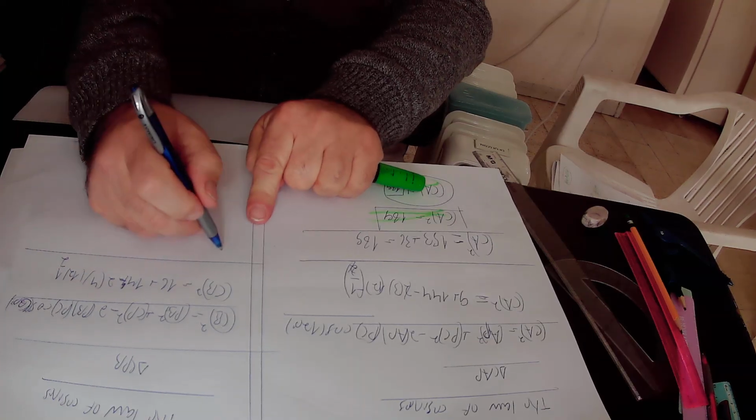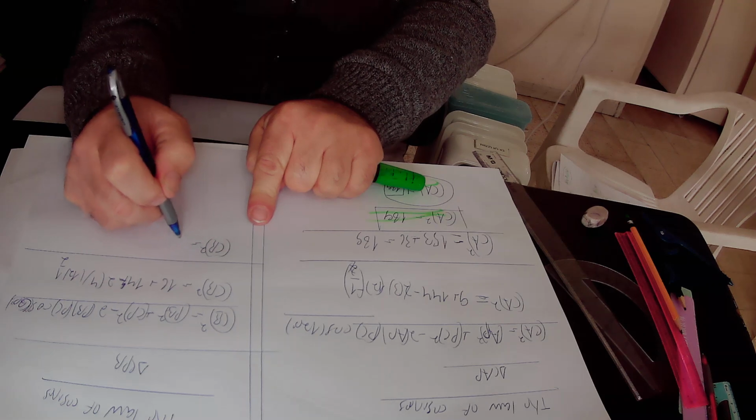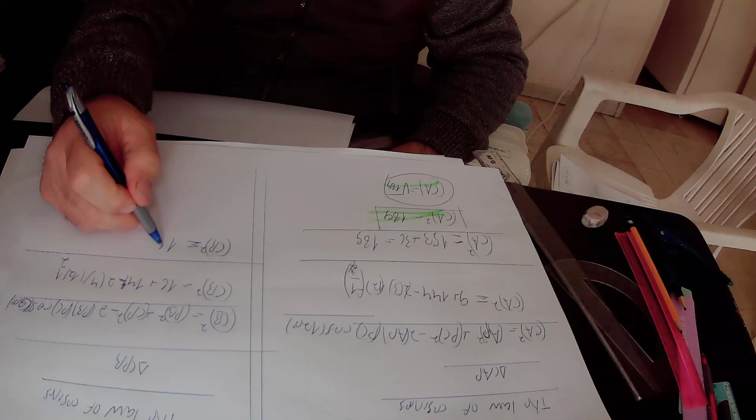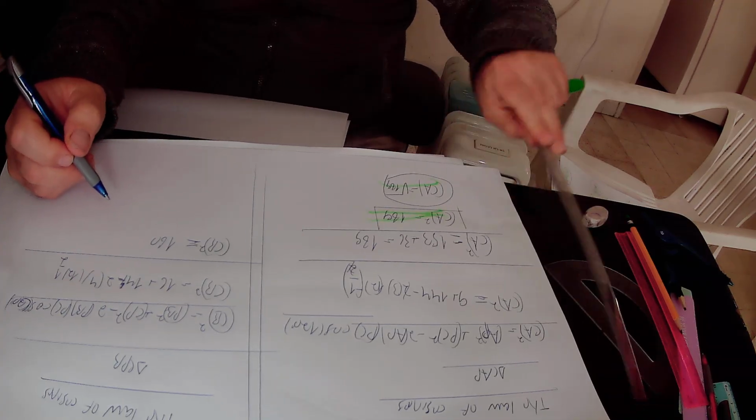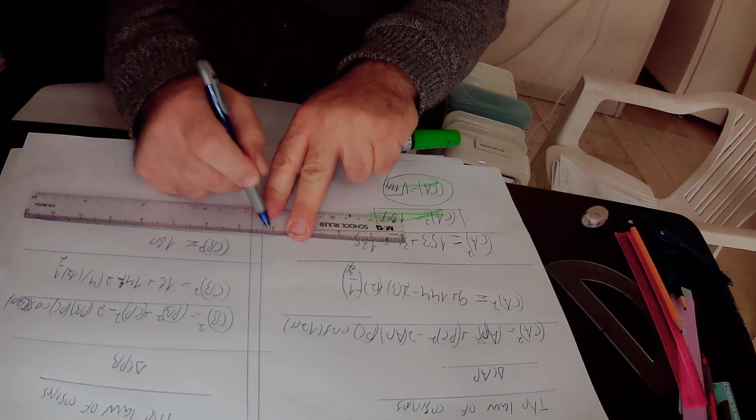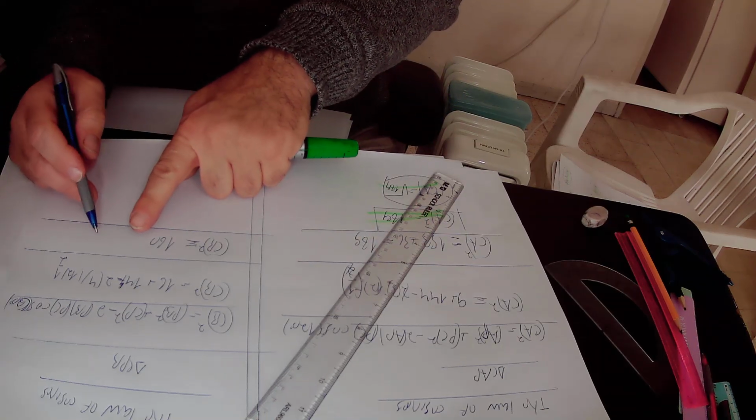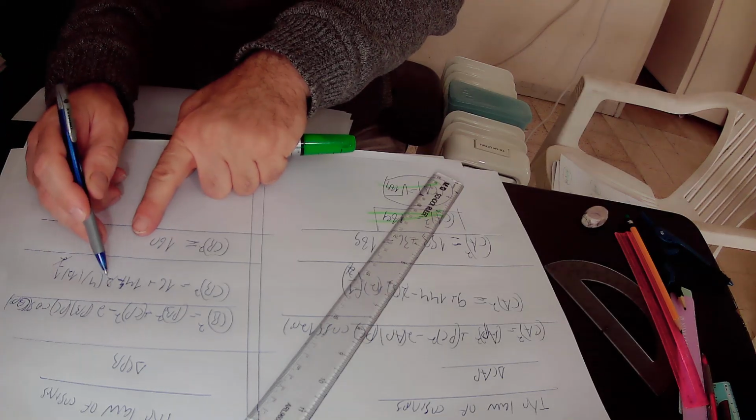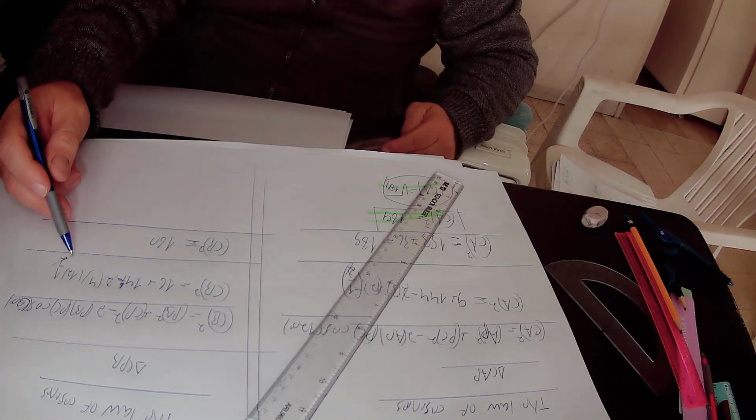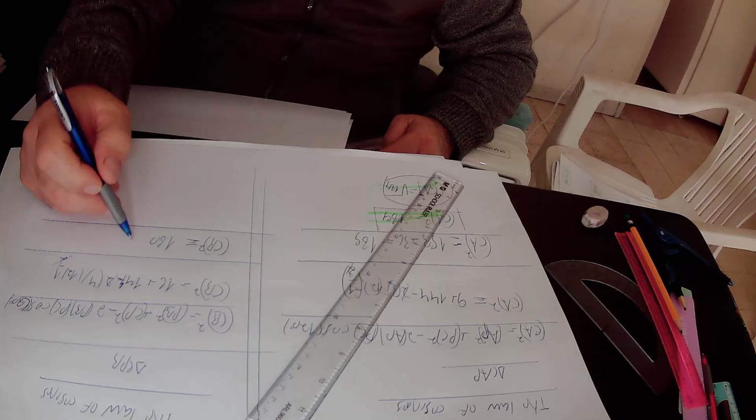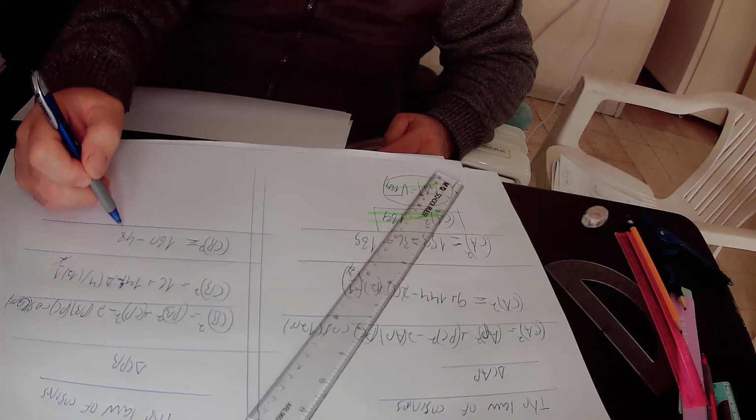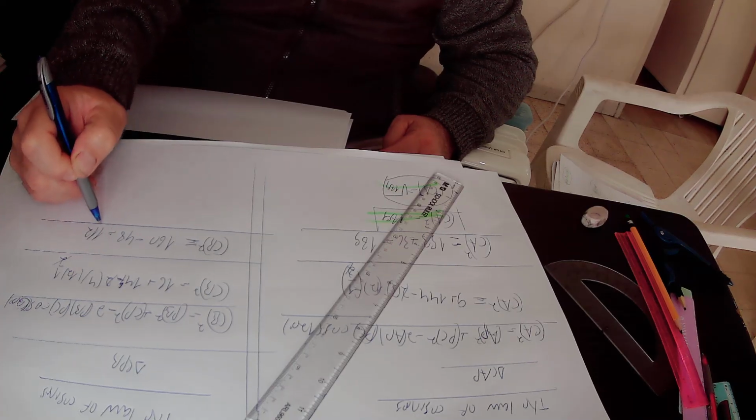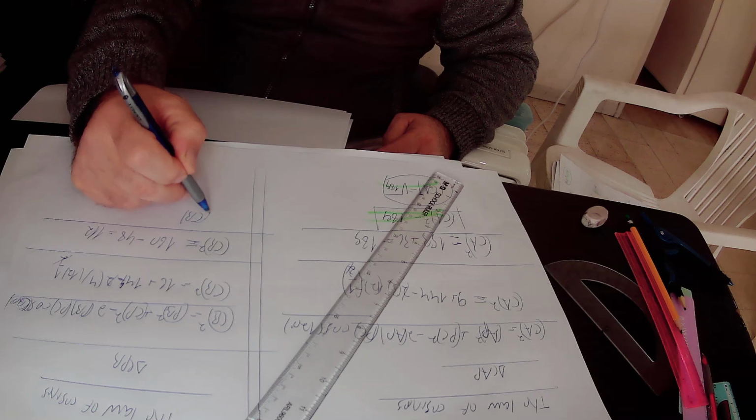CB squared equals to 16 plus 144 is 160. And we have here 2 in the numerator, 2 in the denominator, so 2 will get cancelled. After cancelling 2, we are left only with minus 4 times 12, that is minus 48. 160 minus 48 is 112. So in total we found out that CB squared equals to 112.